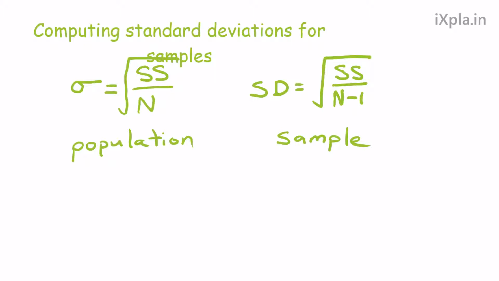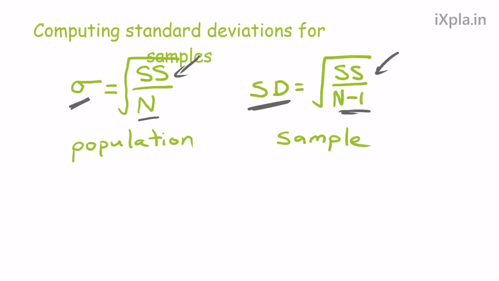We compute the sum of squares the exact same way for both a population and a sample. The only difference is that you divide the sum of squares by n minus 1 rather than n when you're working with a sample. Another important thing to remember is that the symbol for a sample standard deviation is SD, and the symbol for a population standard deviation is this symbol.